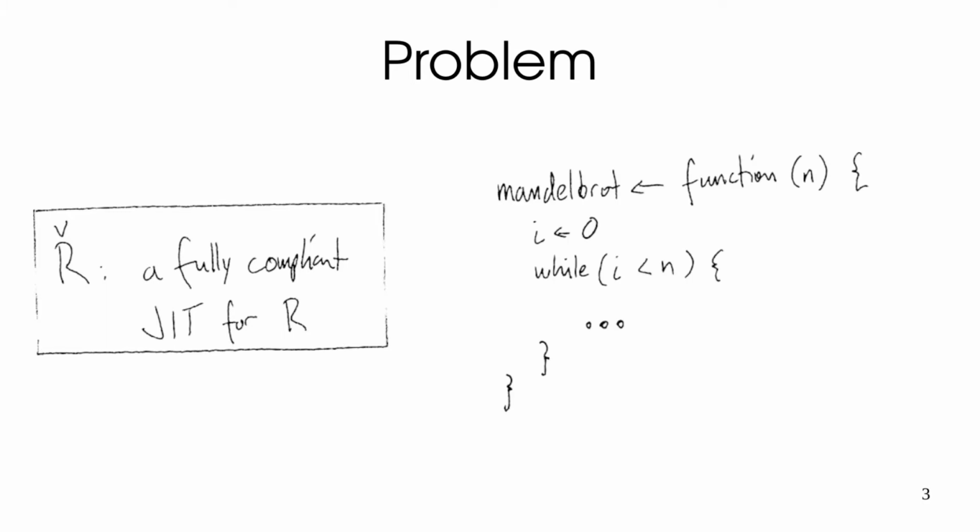One of the examples we used was this implementation of a Mandelbrot set. I have elided all of the details, but what is interesting is this parameter n, which is passed to the function and then used to bound the number of iterations.